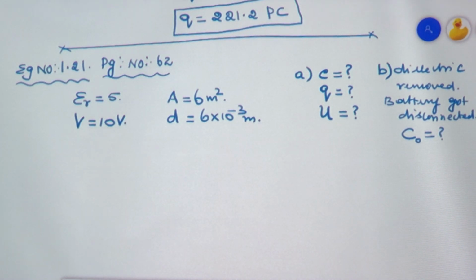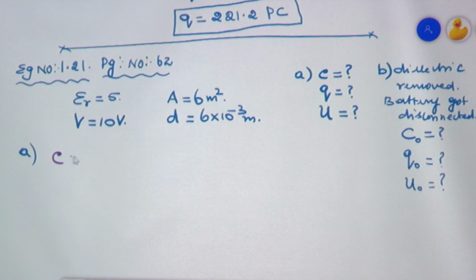Then what else have they asked? Stored energy and charge. So let us take the charge stored as Q0 and the energy stored as E0. Come on, first of all, let us consider part A. What is that part A? Option A: you are asked to calculate the capacitance when the capacitor is filled with the dielectric.